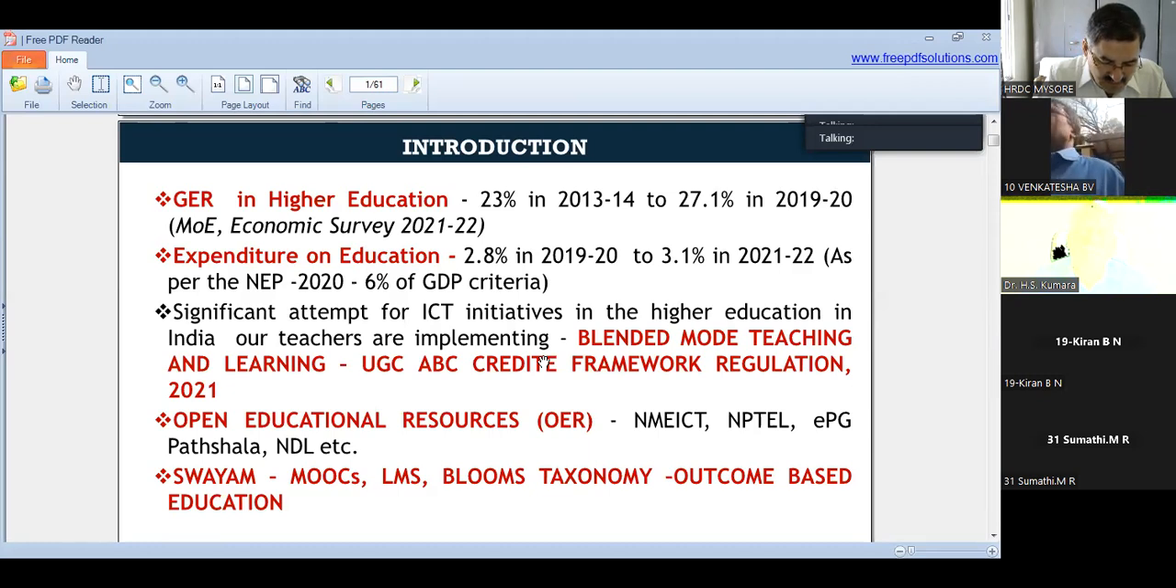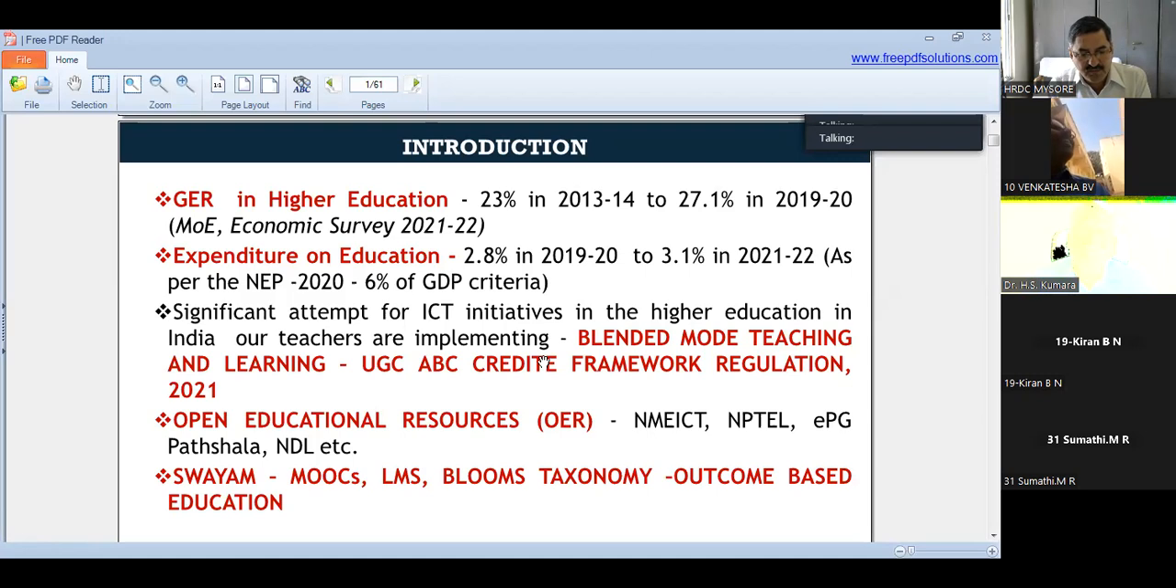Then further, taking expenditure on education. This is one of the components we probably need to reorient: how much share of GDP goes to education. As far as the data, it was 2.8% in 2019-20, and then in 2020-21 it is 3.1%. So this is something we need to increase. Because the National Education Policy 2020 has set a criterion that a minimum of 6% of GDP should be the share for expenditure on education. This is something we need to look into.